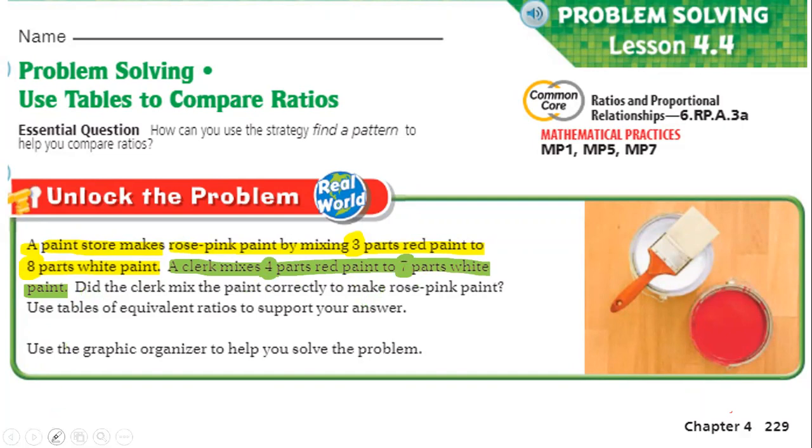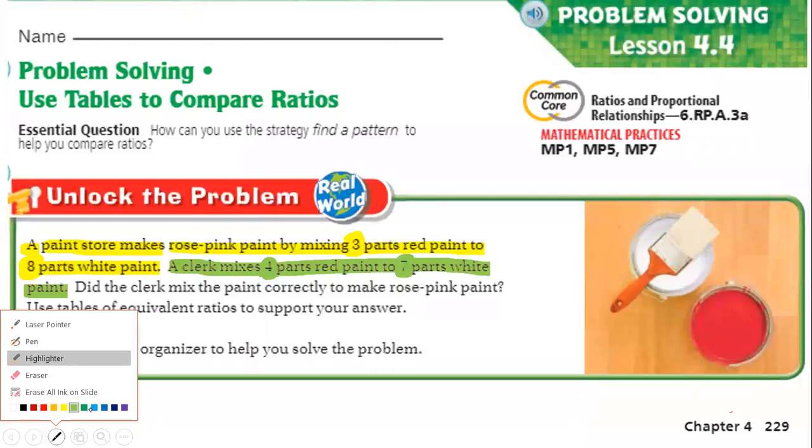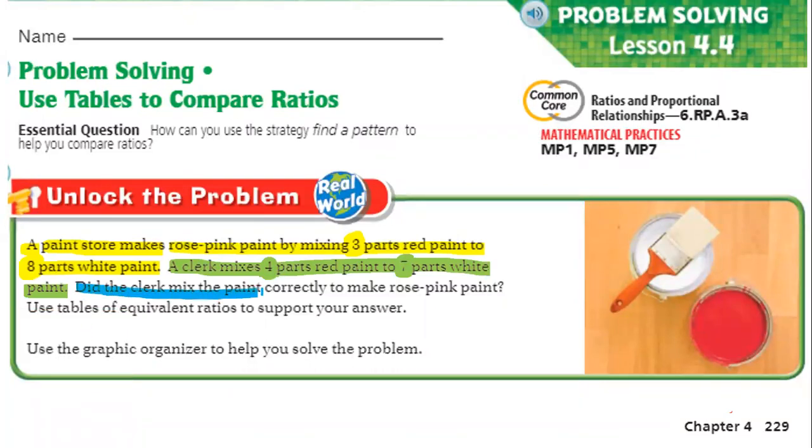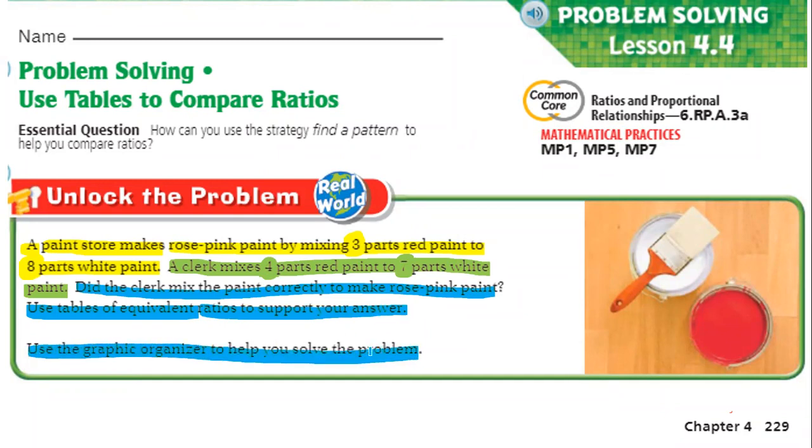Okay, did the clerk mix the paint correctly to make rose pink paint? Use tables of equivalent ratios to support your answer. Use the graphic organizer to help you solve the problem. All right, so in our today's problem, I need to solve this word problem.